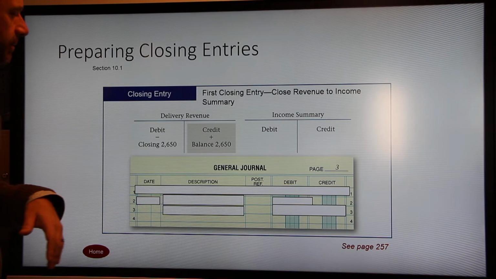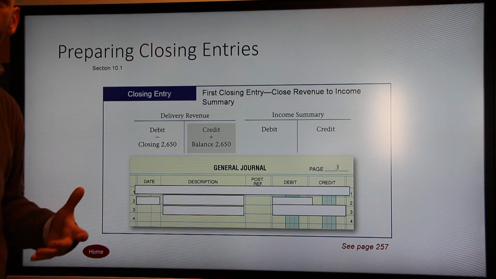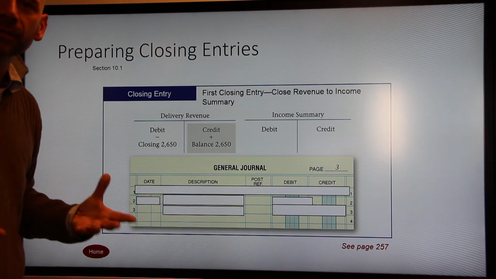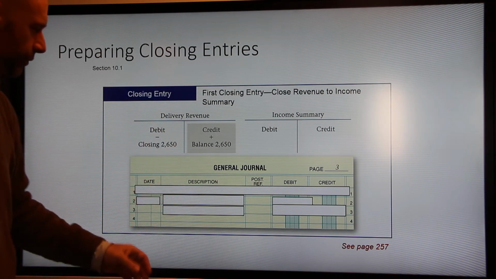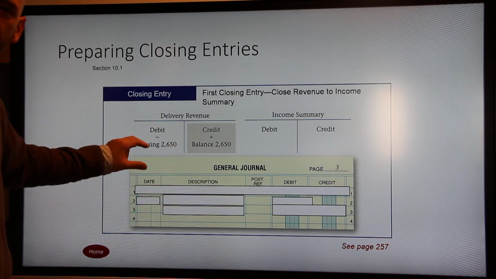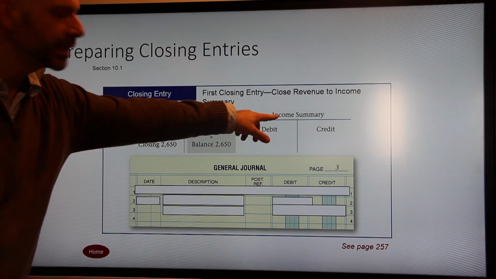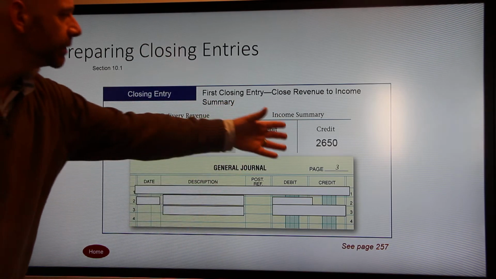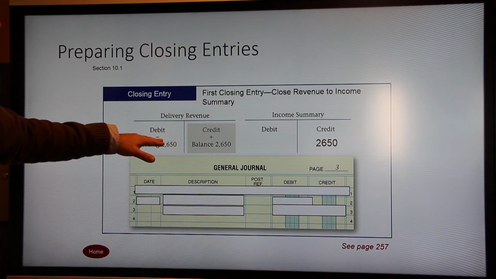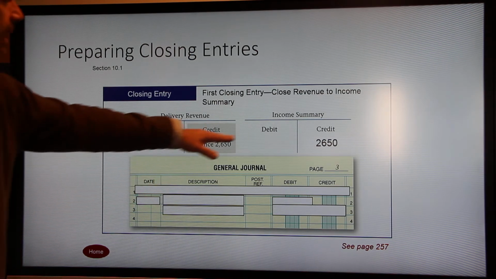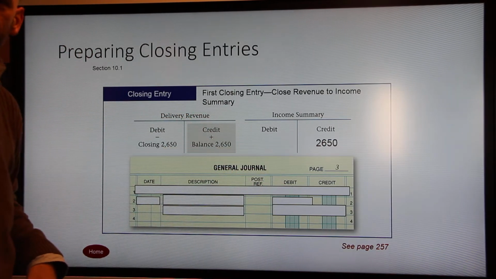So if we just debited delivery revenue for $2,650, well now we have to go and credit another account. Remember, every single transaction, every occurrence has to have an equal debit and an equal credit. So because we debited delivery revenue to make it zero, we now have to go ahead, and here's that other account, income summary, and we have to credit it for the same amount, $2,650. So now we're in balance: we debited delivery revenue $2,650, and in income summary, we credited $2,650.